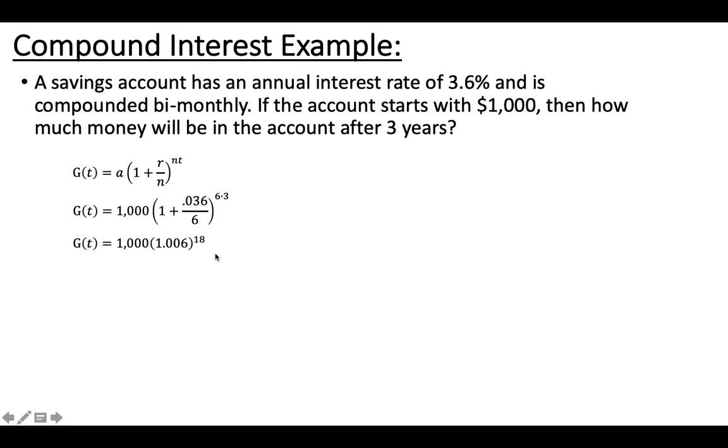Okay, now the next step I'm going to do, because calculators are pretty good at doing this kind of stuff for you if you do it in small enough steps, is do this step first, and now we just need to do 1,000 times 1.006 to the 18. And when you do that, you get $1,113.69.